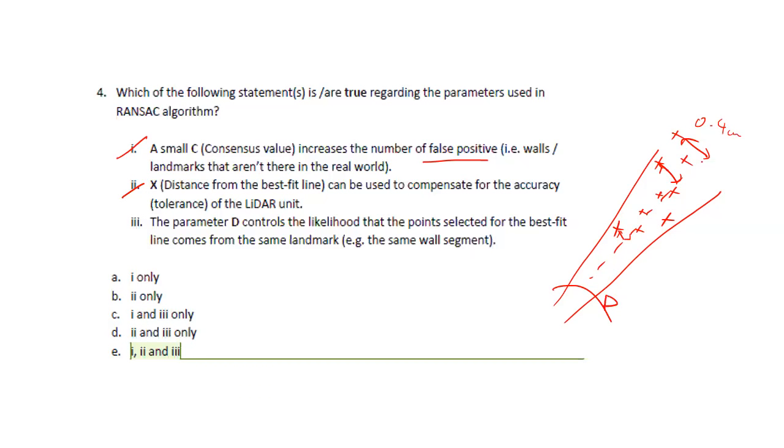Okay, so if I have more points that fall within the consensus, then I can more or less say with confidence that there is actually a landmark or a wall along this angle here. Okay, so that also plays a part. So these three statements all are true, with respect to how the RANSAC algorithm actually works.